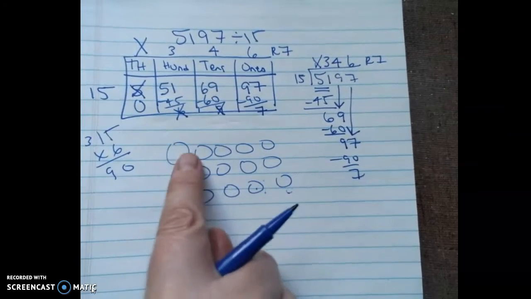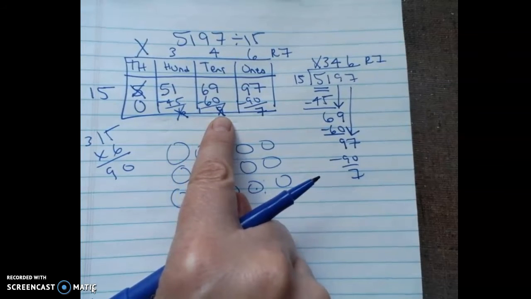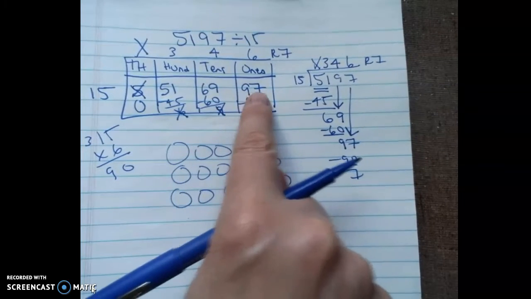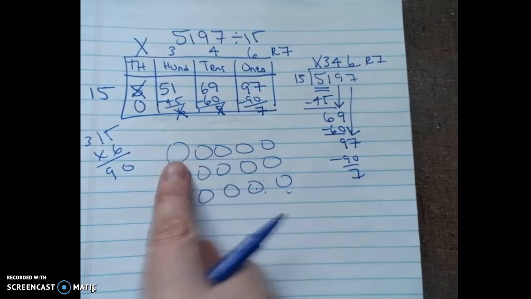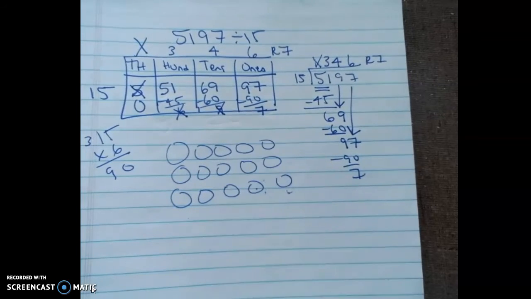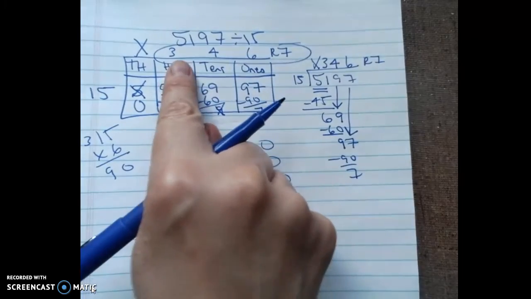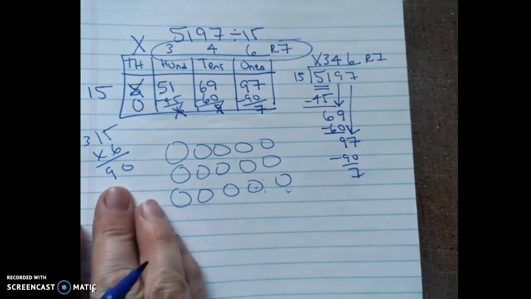Can you divvy those out to 15 groups? Yeah, and you're going to use up a bunch. You're going to have 9 left over. Again, can't divvy those out, so you ungroup them. You have 97 ones or singles. Can you divvy those out to 15 groups? Yeah, but when you're done, you'd have 7 left over. And what would be in each group would be 346 with a remainder of 7.